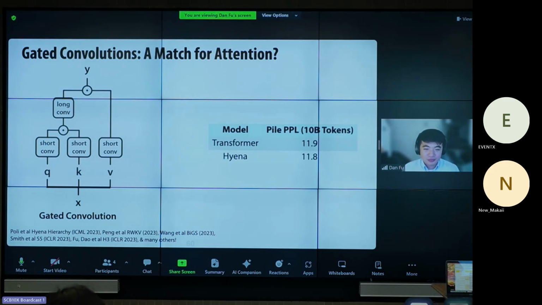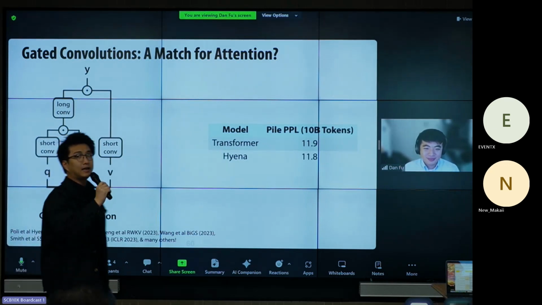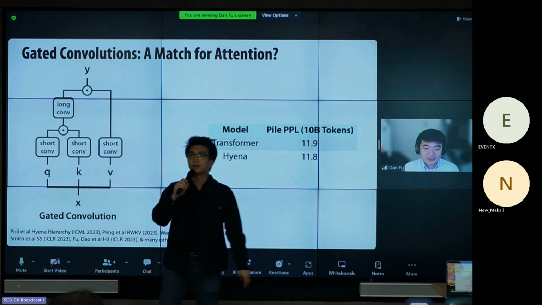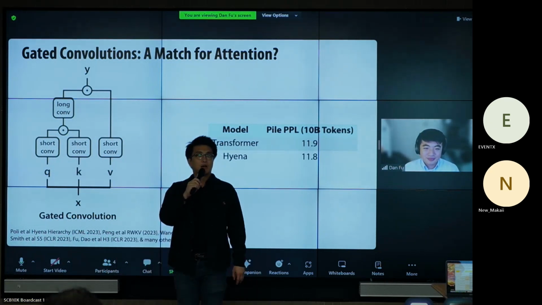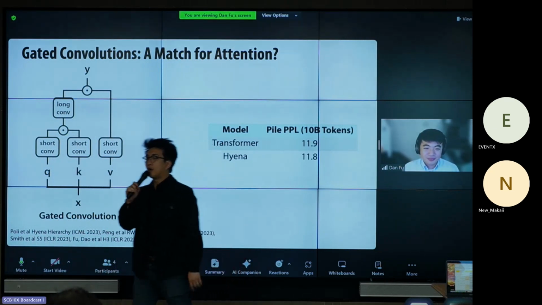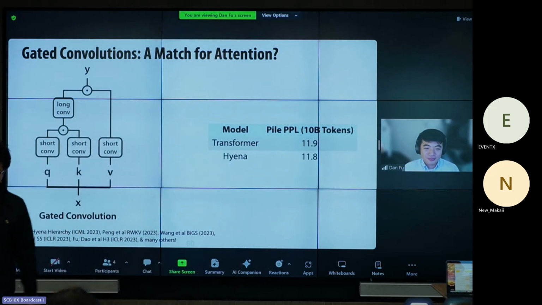All right. Thank you so much. Thank you so much, Dan. Any other questions? All right. One more from the back.